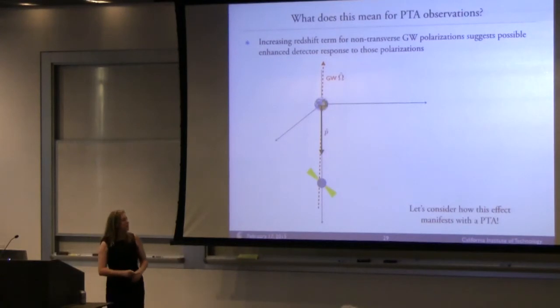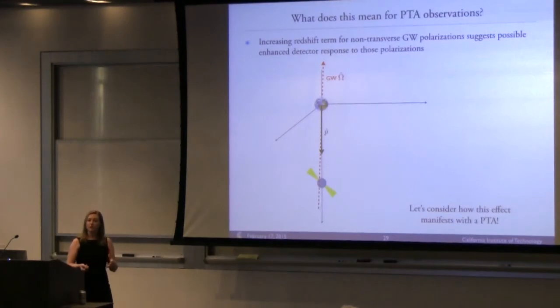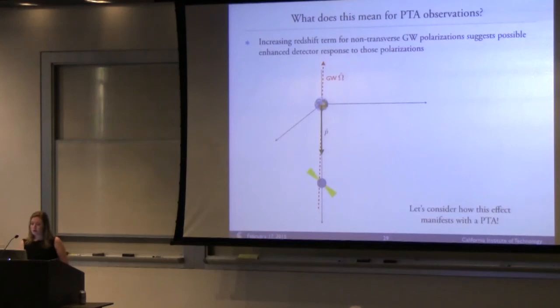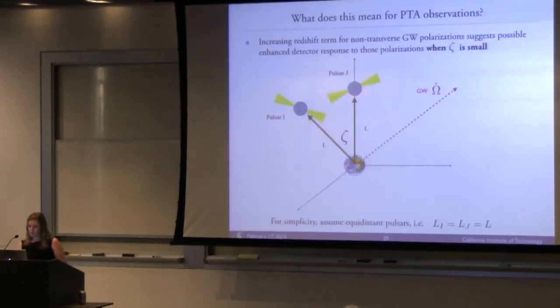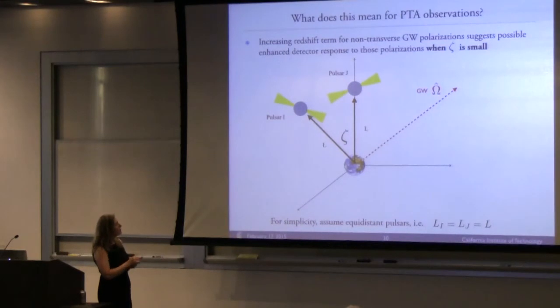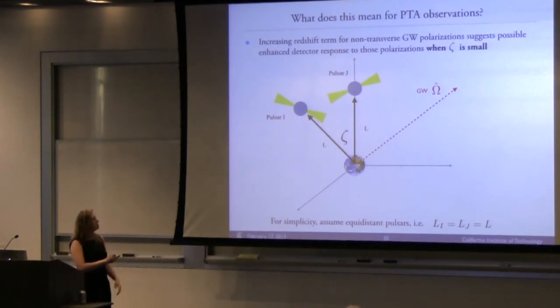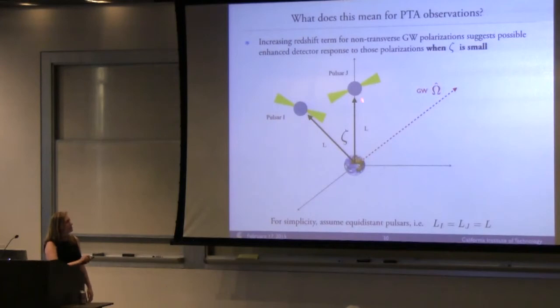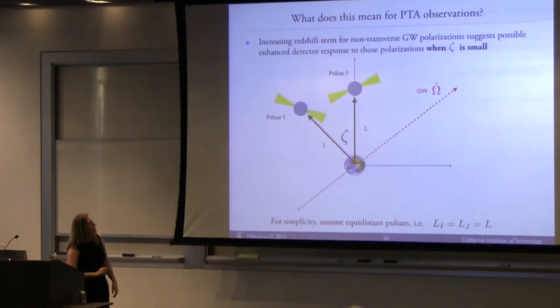So we really need to consider an entire pulsar timing array. We need to see how this effect on the redshift actually appears for a full pulsar timing array. So instead of this picture, we're going to look at this one. I'm going to say we have two pulsars here. And I'm just going to, for convenience, assume that my two pulsars are located equidistant from the Earth. So they're both some distance L away, and they're separated by some angle theta. We still have a gravitational wave propagating along.